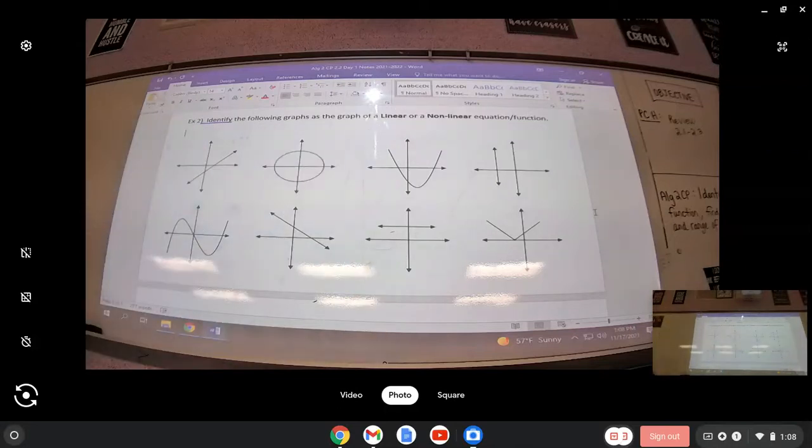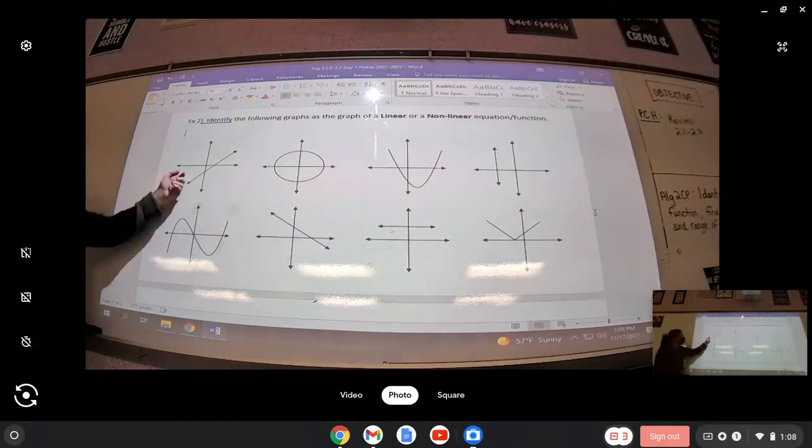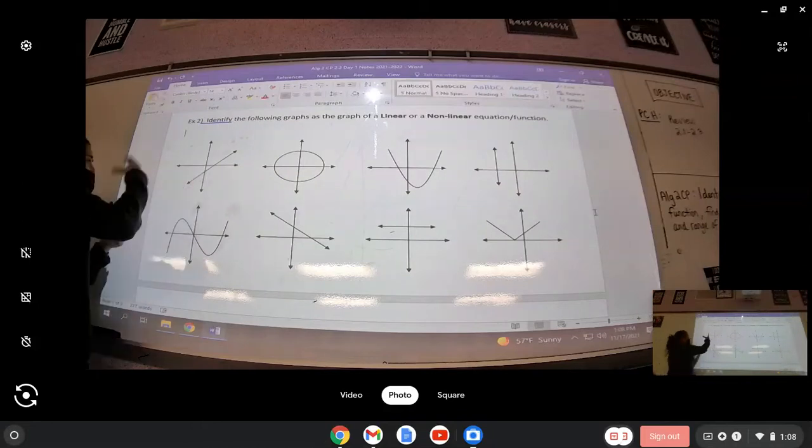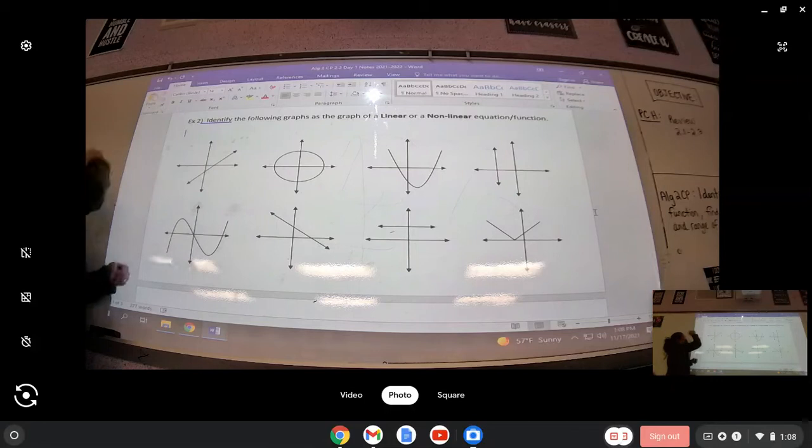So guys, I've given you a bunch of graphs. Some aren't even functions. You have to tell me whether it is the graph of a linear equation or function or whether it's nonlinear. Guys, the trick is, if it's linear, it should form a perfectly straight line. All right, so look at example 1 right here. Would this be a linear or nonlinear graph? Guys, look at that beautiful straight line. That is linear. That is as y equals mx plus b as it gets.